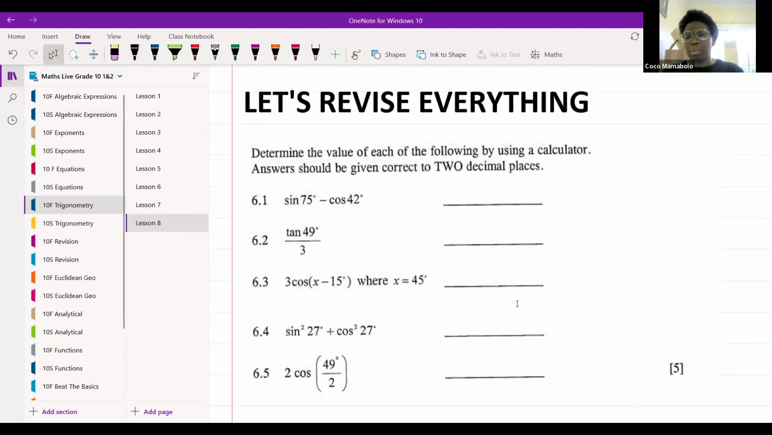Okay. When you're done, pop your favorite emoji in the chat. If you have a specific question, you can pop it in the chat as well. And I'm more than happy to help. All right. Take it away, grade 10s.